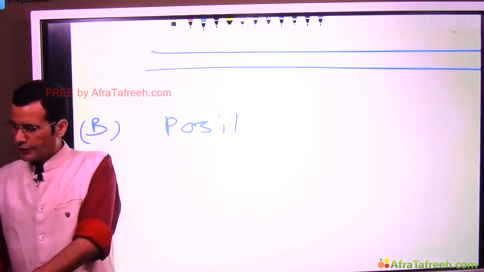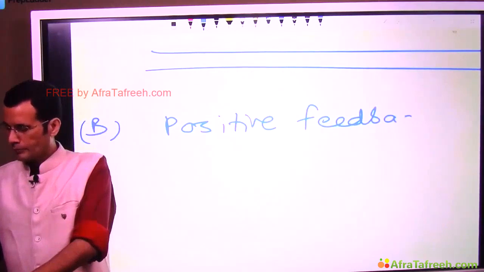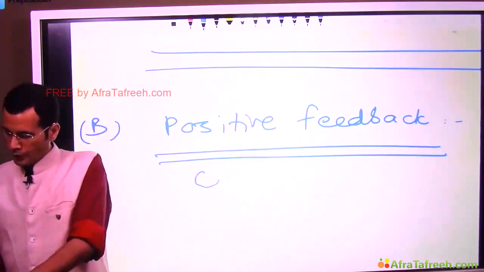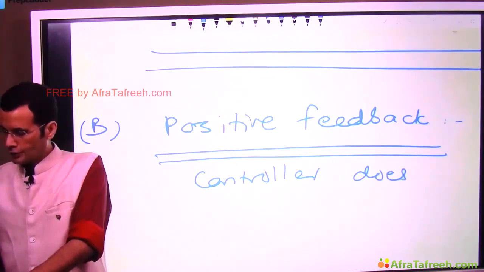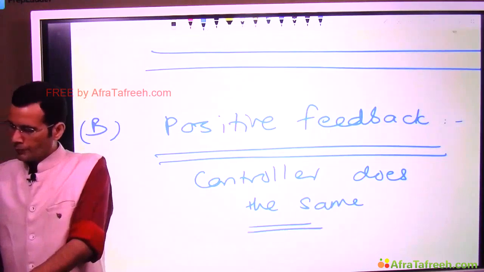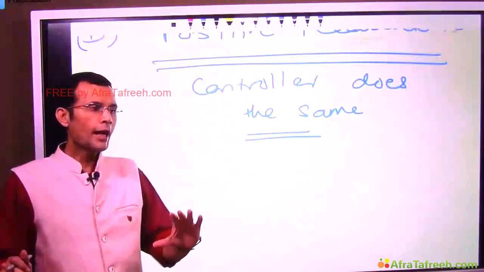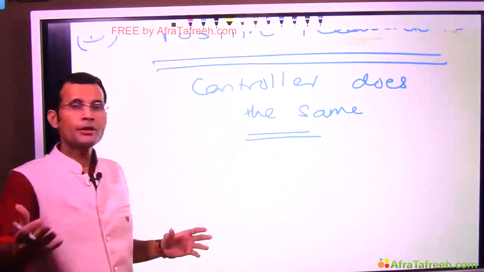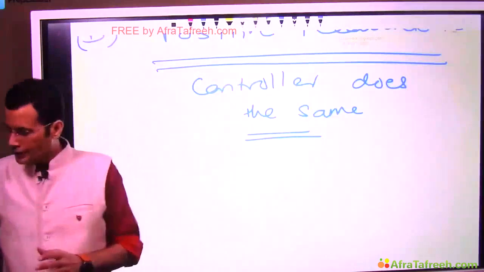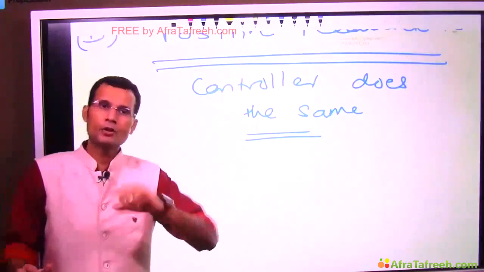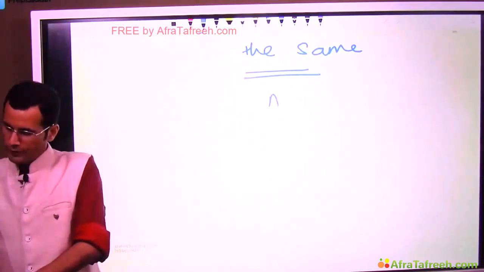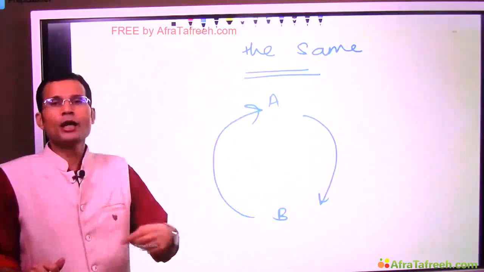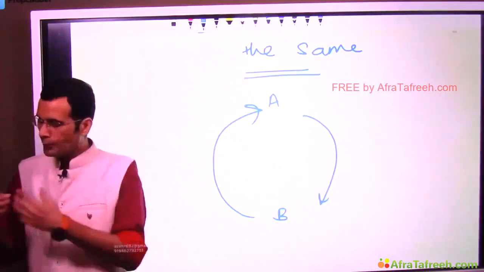Finally, let's also try to understand the other mechanism, positive feedback mechanism. Positive feedback means the controller does the same. Means if a change has happened, controller will act in the same direction. Remember, in negative feedback, controller does the opposite. Means a change has happened, controller brings it back to its original value. In this, controller will perform the action in the same direction of the change. So what happens is, for example, A leads to B, B leads to again A, and again A leads to B. More and more of the same goes on happening. That's positive feedback.